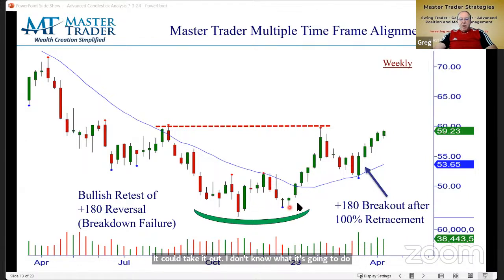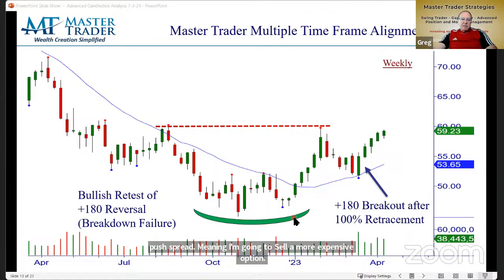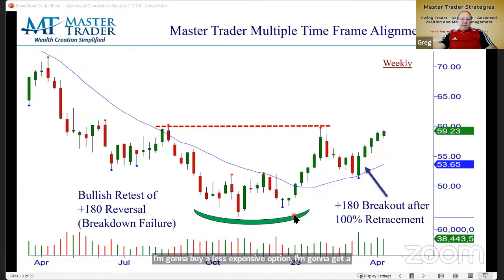So at that point on this retest, you might want to do a put spread, meaning I'm going to sell a more expensive option. I'm going to buy a less expensive option, and I'm going to get a credit. And I'm going to look at how much time to expiration there is. And I'm going to look for something down below here. And I get to keep that credit as long as prices don't go down. That's the essence of a credit spread, plain and simple.